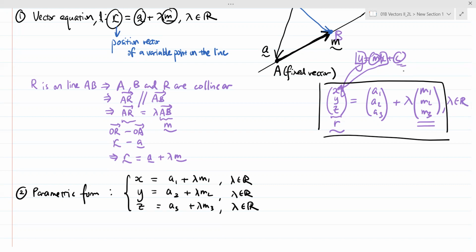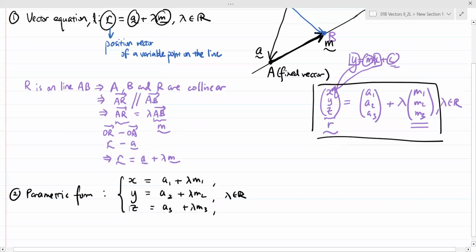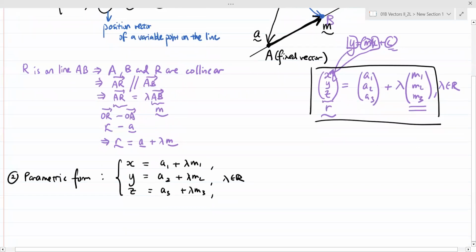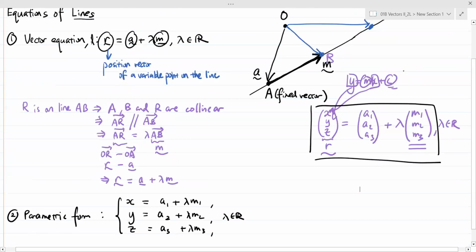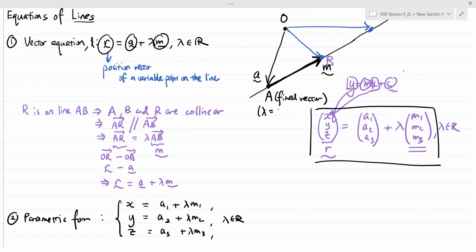Okay, actually I don't need to write lambda in R so many times, just one time. Okay, so if you think about it, maybe let me explain what is a parameter. So here, at this point, I could say this is the point corresponding to lambda equals 0. I could say this is the point corresponding to lambda equals 1. This is the point corresponding to lambda equals 2. Okay, so at each value of lambda, I have 1 point.